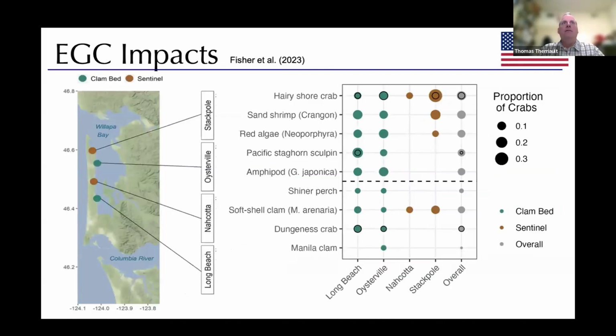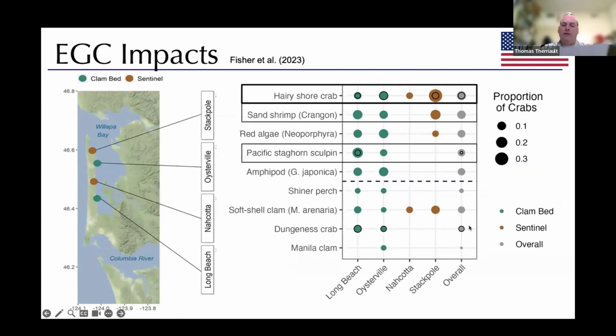Finally, we can look at some additional data from Mary Fisher's work on eDNA. And again, what we see through her eDNA diet analysis work is that the hairy shore crab was by far the most consumed species across sites, and this reinforces the ideas that were identified in the tethering experiment, as well as some of the work that was done here in British Columbia.